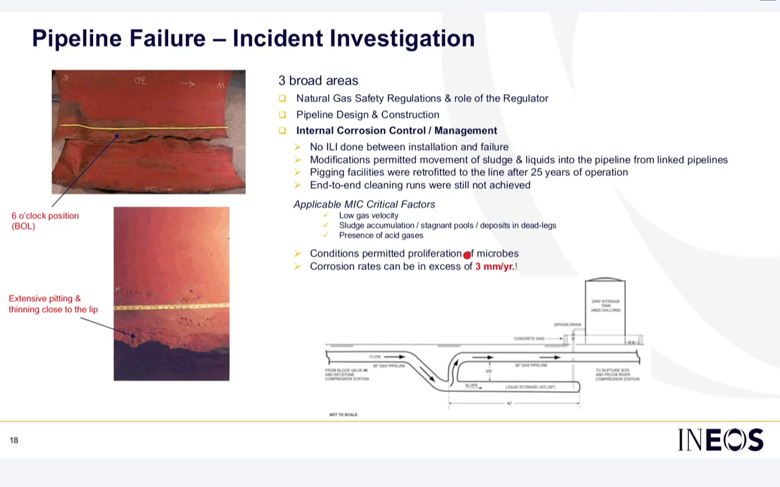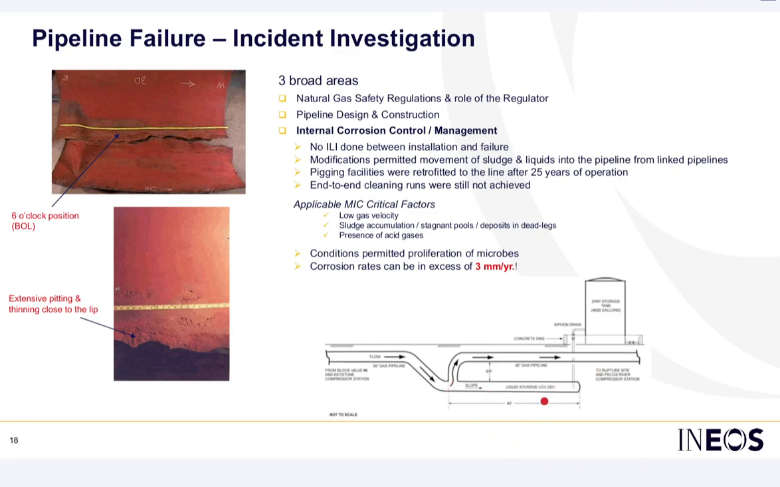This gave rise to the opportunity for microbes to thrive and proliferate because there was low gas velocity in some areas, sludge accumulation, and of course there was water associated with the gas. And this schematic here shows what existed. There was a massive dead leg here, and that dead leg used to be drained into a storage tank. So the fluids would collect in the dead leg for a long time.